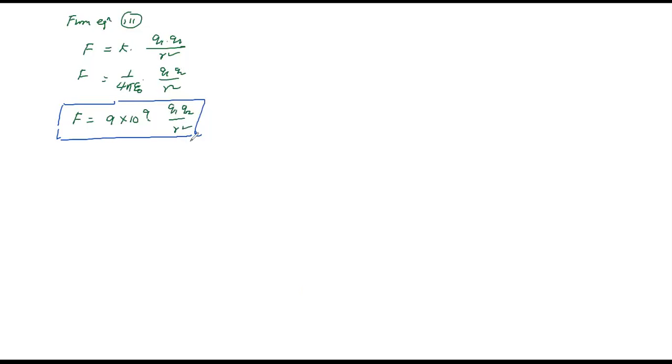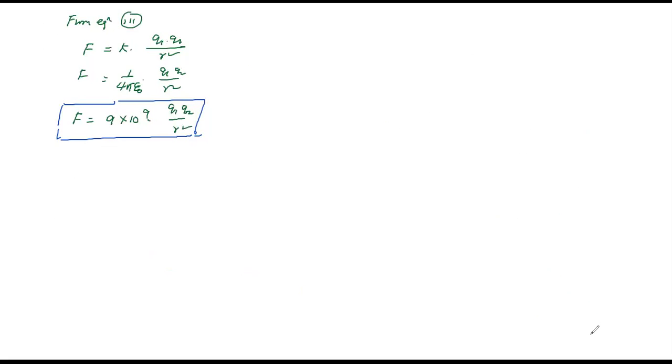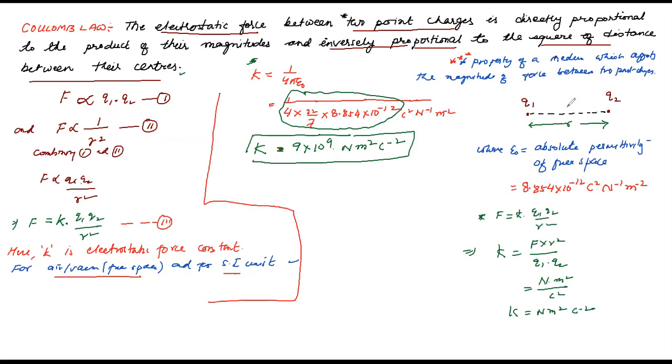This value will be different if I take the medium as water, or a different system of units, or any other medium like mica, glass, whatever. In this case it is 9 into 10 to the power 9 because we have taken the medium as free space and used SI units. So this equation gives the magnitude of the force between these two point charges. This is called the scalar form of Coulomb's law.